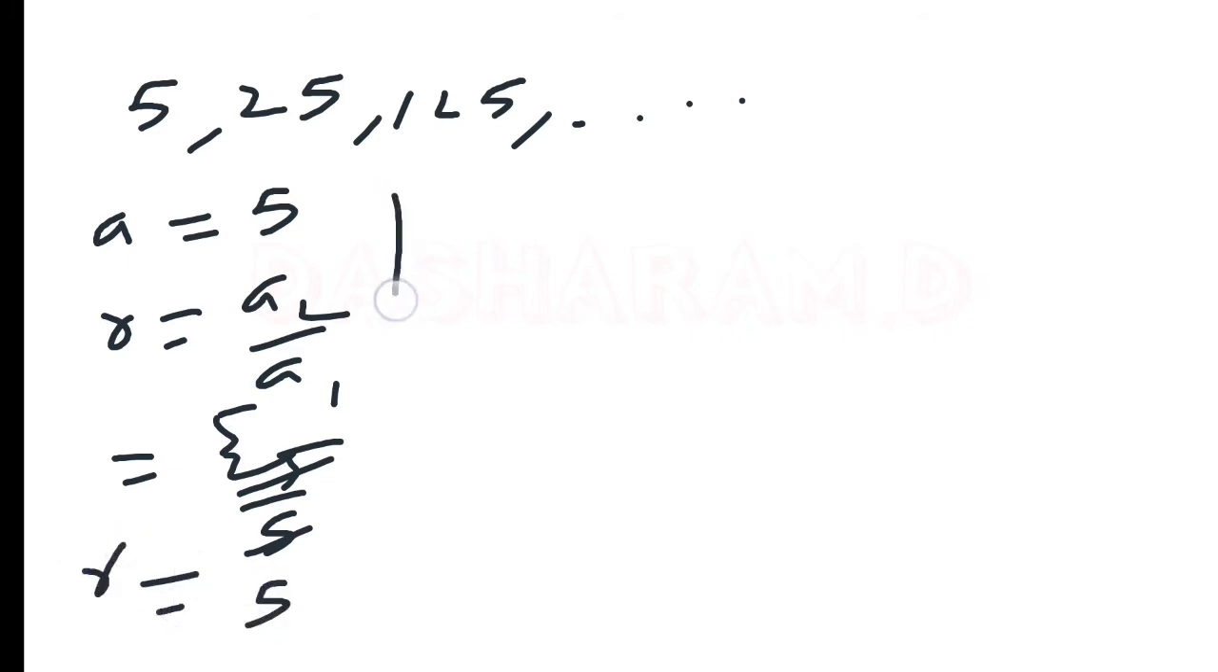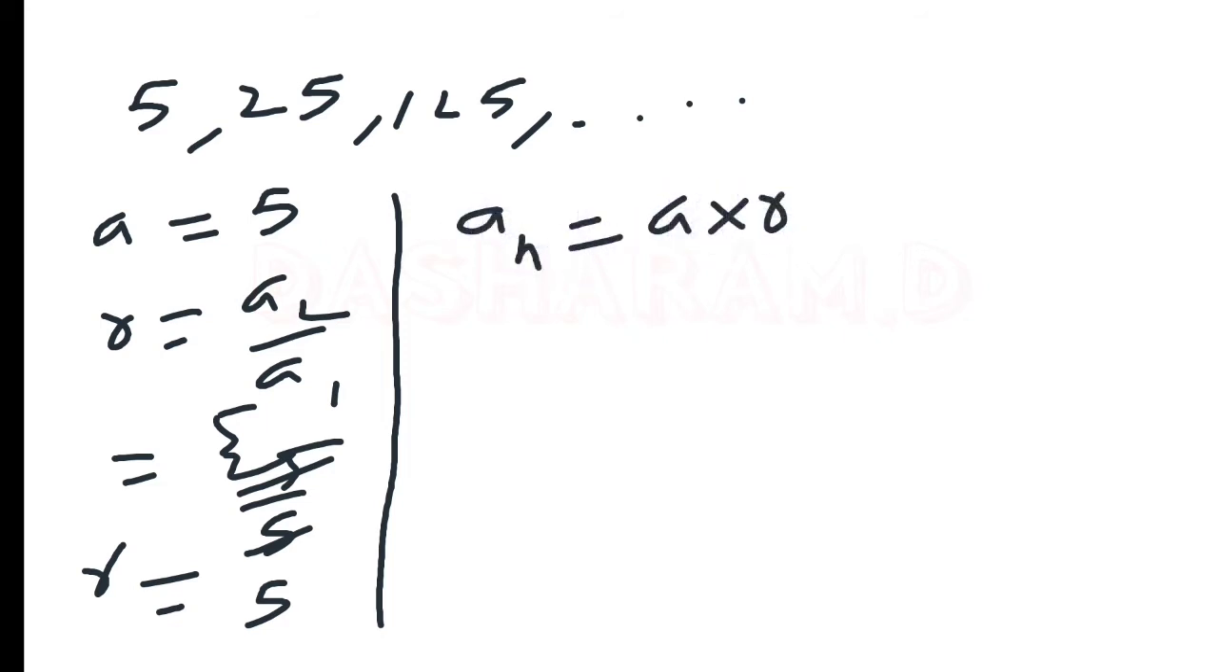Now let's find the 10th term. To find the 10th term, I am using the an formula. So an equals a into r to the power of n minus 1. What is the a value here? 5, and the r value is also 5.